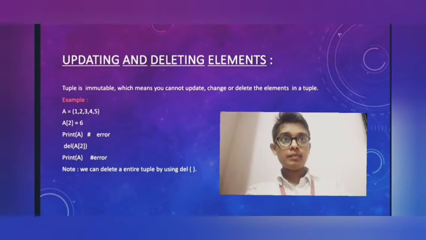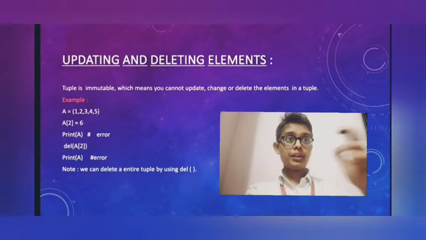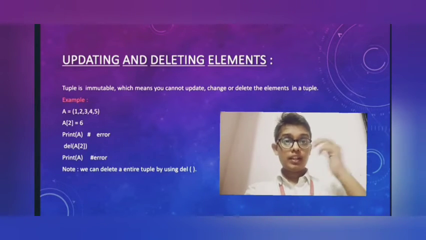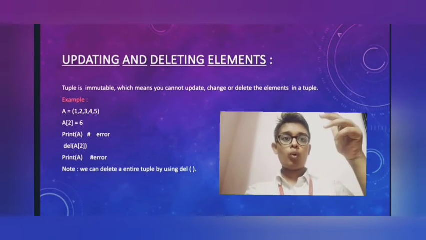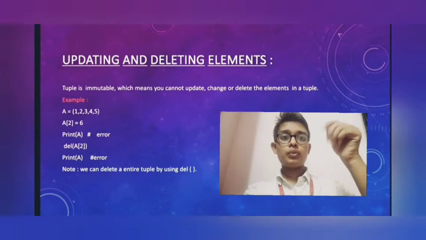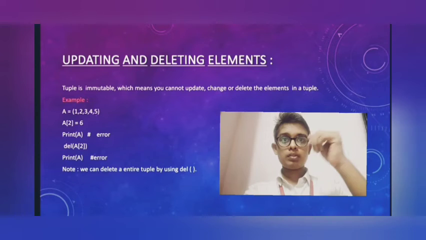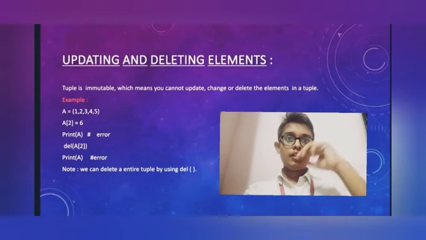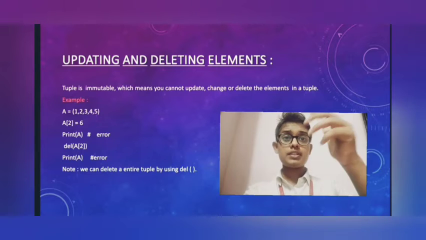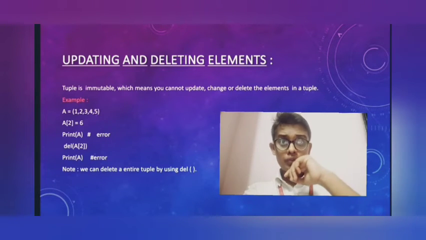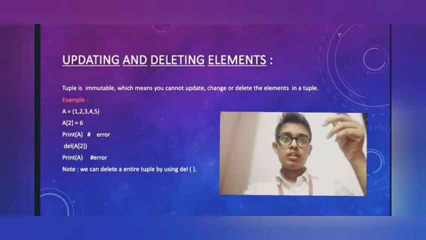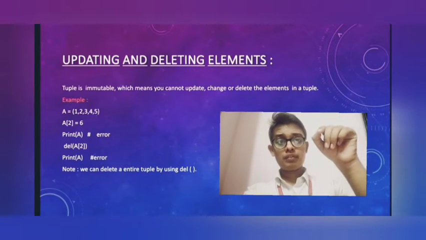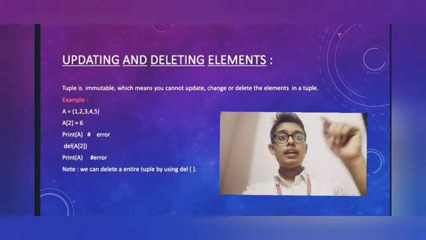Updating and deleting elements. Tuple is immutable, which means we cannot update, change or delete the elements in a tuple. Let us look at the given example. A is a tuple 1, 2, 3, 4, 5. A of 2: we are accessing the third element in the tuple and changing the value to 6. If we print A in the given example, it returns an error. Delete A of 2. Print A. It returns an error. We can delete an entire tuple by using the delete function, but we cannot update or change any element in the given tuple.